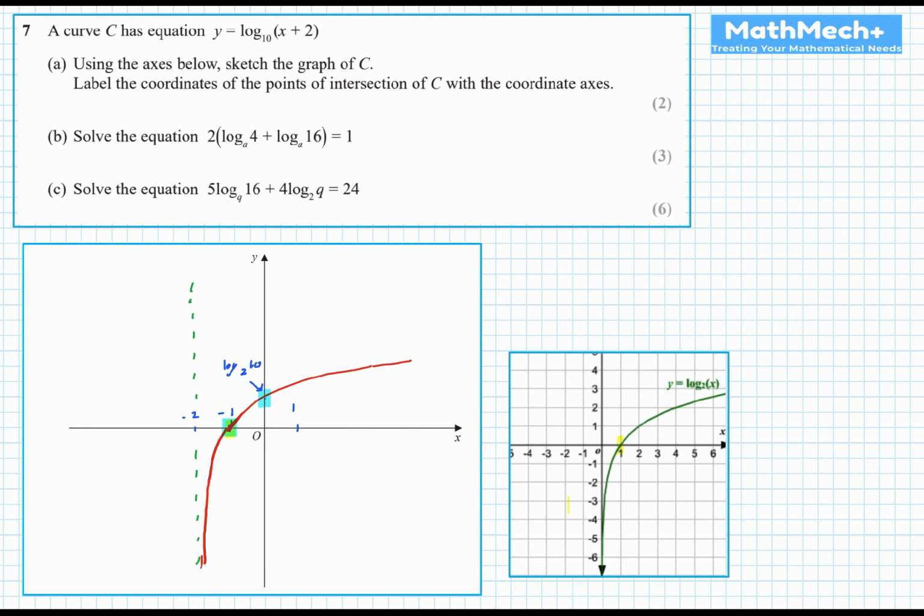Question 7a, we have a logarithm to base 10. There's been a translation of 2 to the left on the x-axis, and you may check and verify with the original graph on the right-hand side. The new graph is going through -1 on the x-axis, and there should be an asymptote of -2.